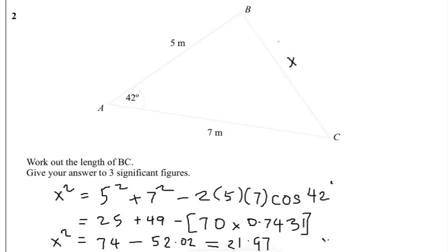So to find x, you would have to take the square root of 21.97, and that is 4.687 actually. So three significant figures is going to be 4.68.